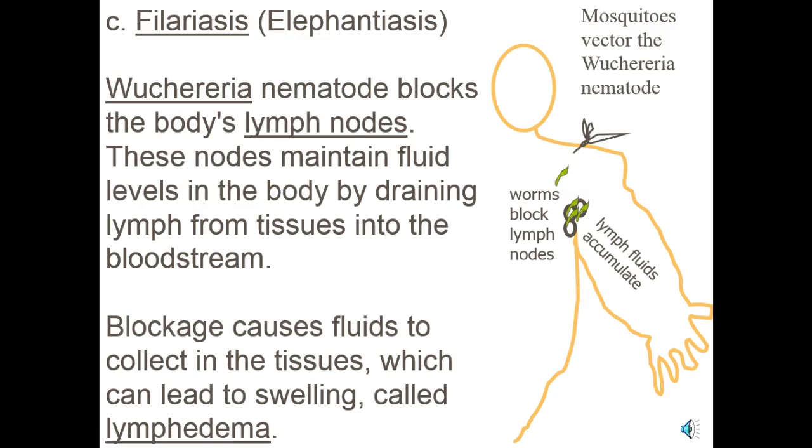Filariasis, or elephantiasis, better known as, mosquitoes are vectors for the Wuchereria nematode. Now, mosquito bites are serious. In 2016, we had an outbreak of organisms vectored by mosquitoes. So one of the best things you can do is always protect yourself from mosquito bites. Wuchereria, the nematode, is going to go into the lymph systems, in the axillary regions, the armpits, sometimes the groin, and it's going to block the draining of lymph.